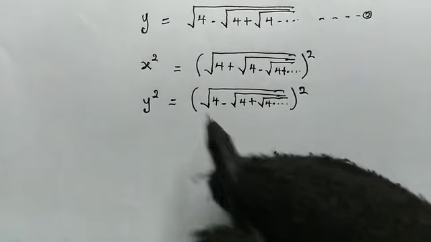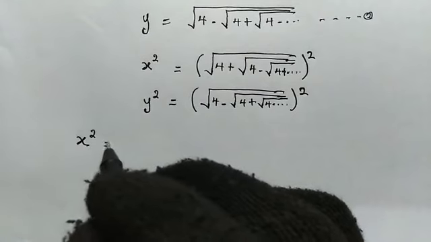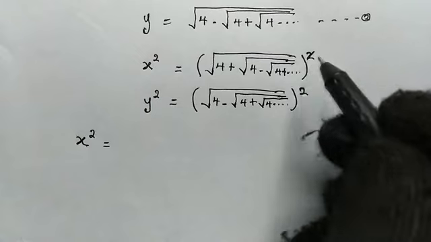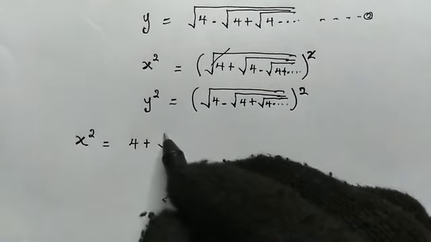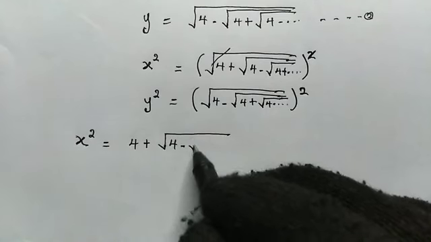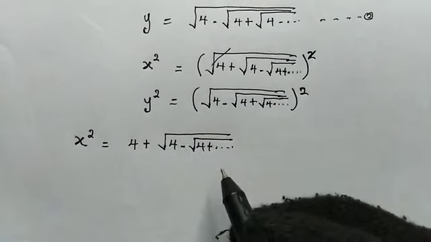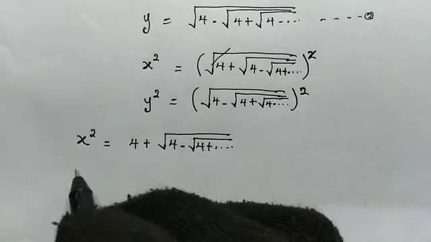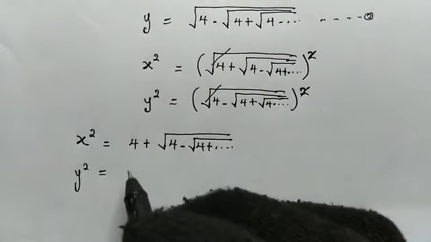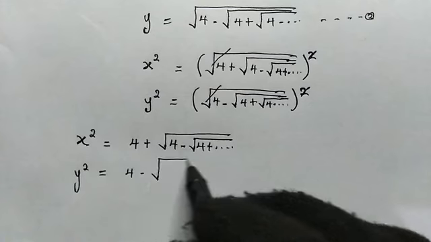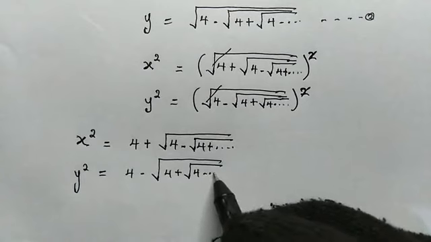Okay, so from equation 1 right over here, we have x squared equals, remember this square will cancel this first root sign here, and we are left with 4 plus root of 4 minus root of 4 plus, and so on. And from equation 2 right over here, y squared will be equal to, this square cancels this first root sign, and we're left with 4 minus root of 4 plus root of 4 minus, and so on.